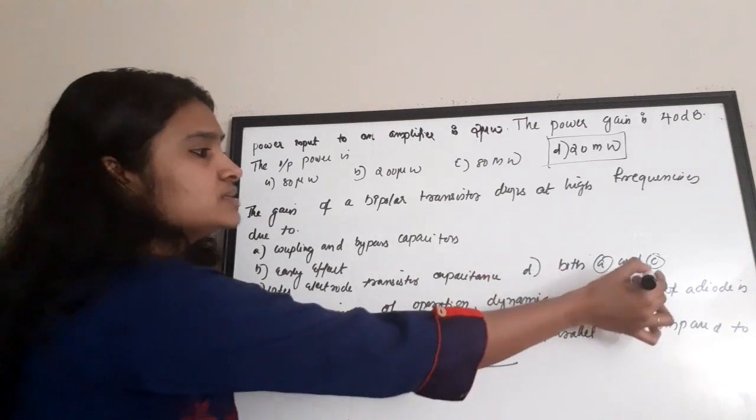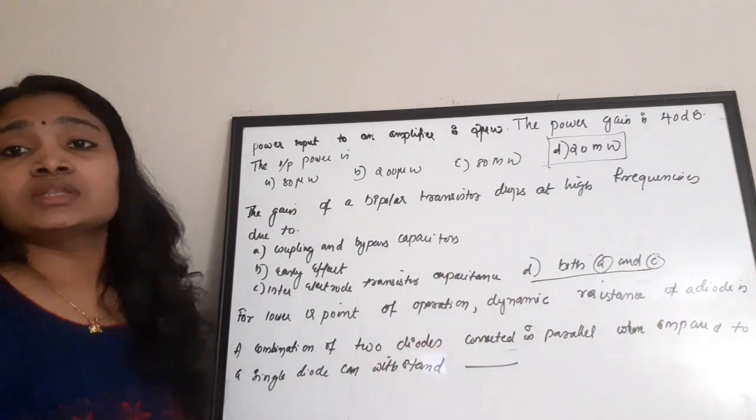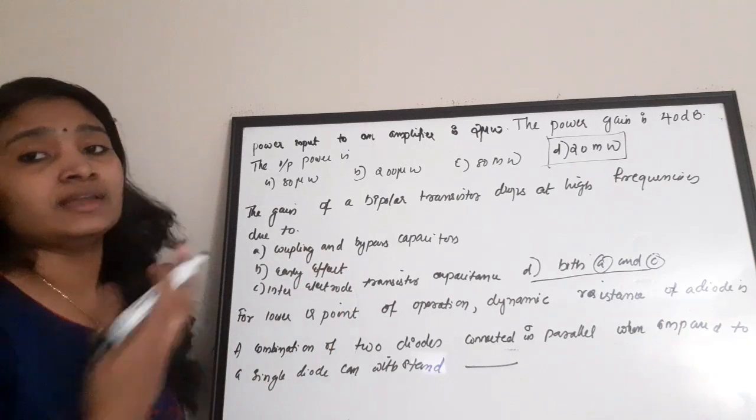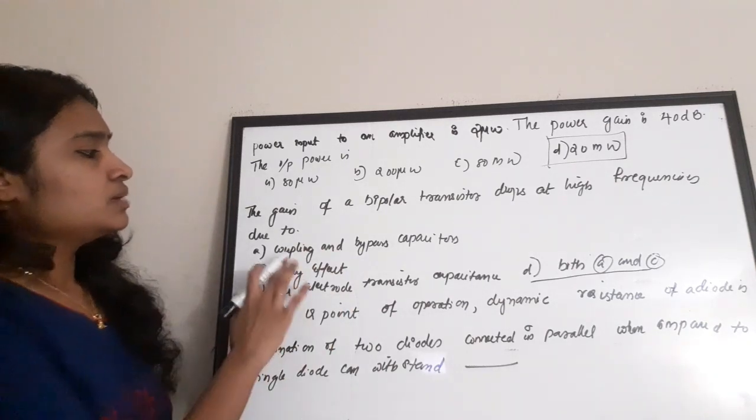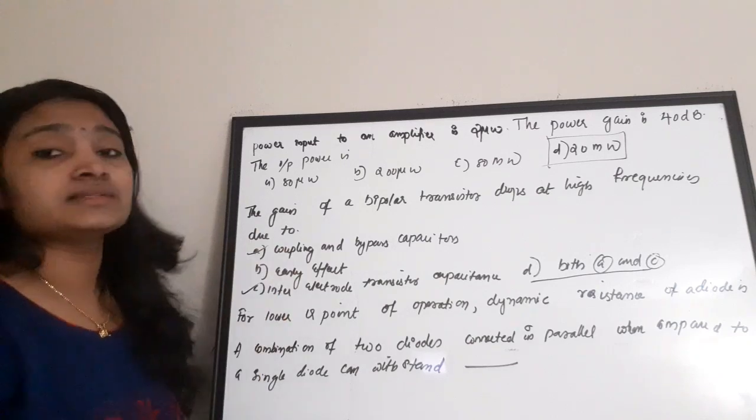So the correct answer is option D, which is both A and C. It is not due to early effect. It is due to the capacitance. Okay, the correct answer is both A and C.